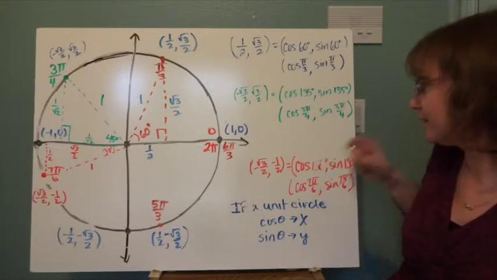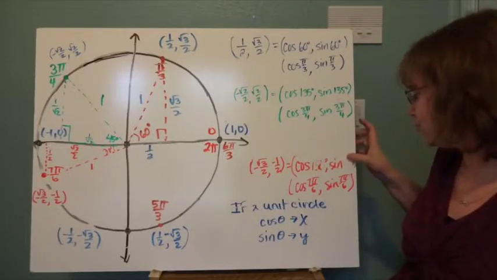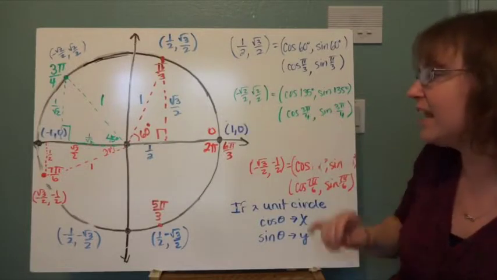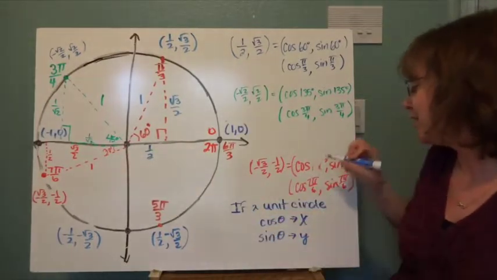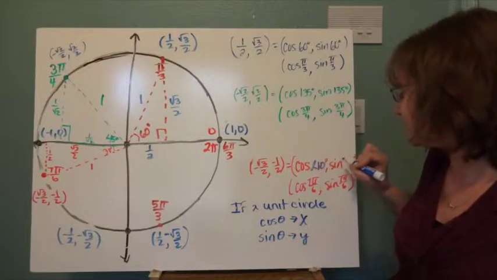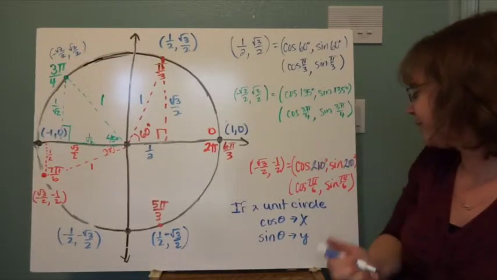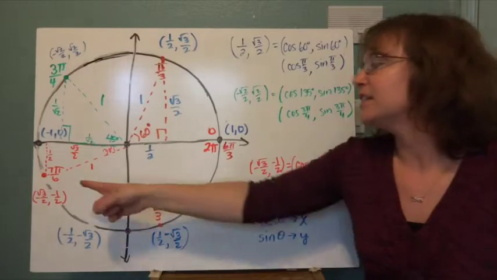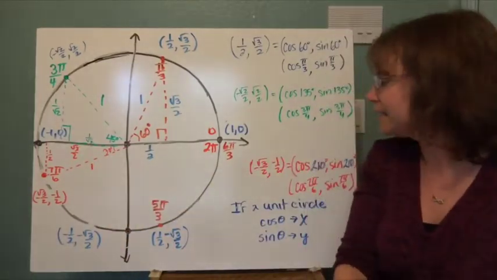150 degrees. Okay, so that's 180 degrees plus 30 degrees, which is going to be 210 degrees. This is 210 degrees. So 210 degrees is equivalent to 7 pi over 6.